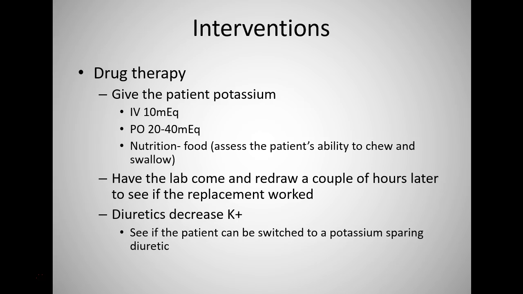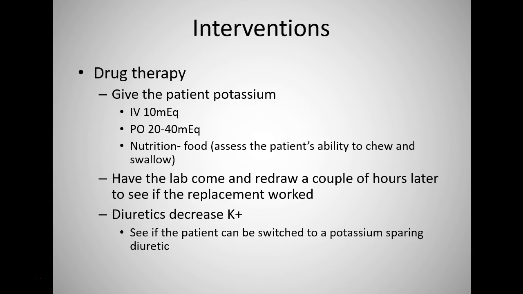So for interventions, drug therapy could be giving your patient potassium. You either could do this intravenously, which is 10 MEQs per hour. Any more than that can cause dysrhythmias, or you could give your body too much potassium at one time, which is not a good thing. You can also do it by PO. You can do this either 20 MEQs or 40 MEQs. And you also could do this through nutrition.